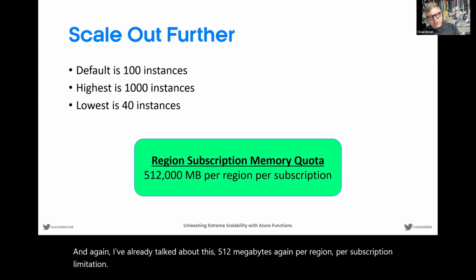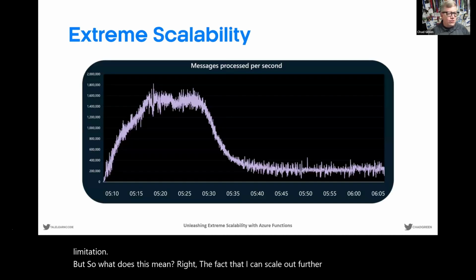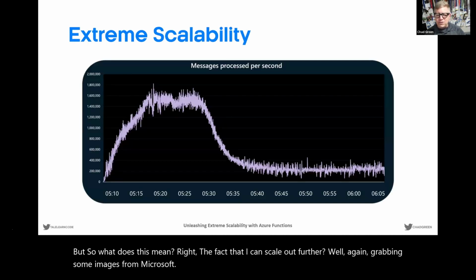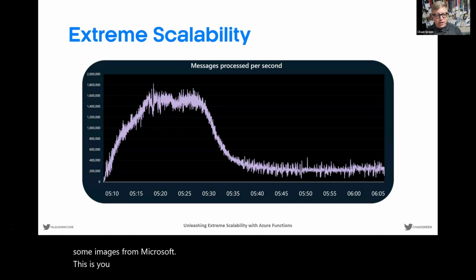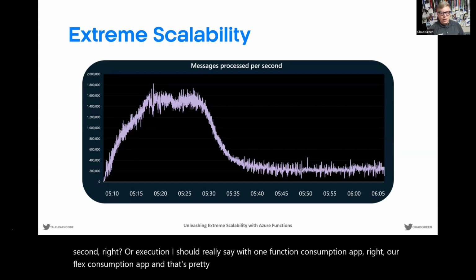But so what does this mean, right? The fact that I can scale out further. Well, again, grabbing some images from Microsoft. This is a test that they did with GitHub, and they sustained nearly 1.6 million transactions per second, or executions, I should really say, with 1 function consumption app, our flex consumption app. That's pretty darn cool, right?